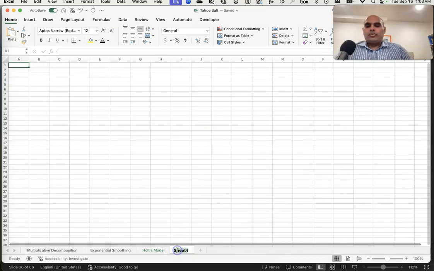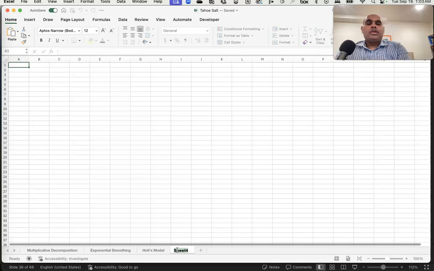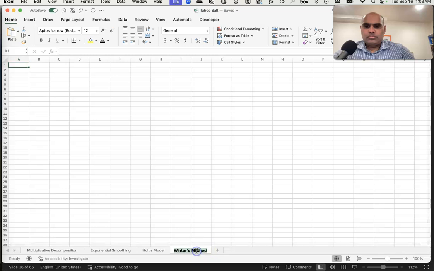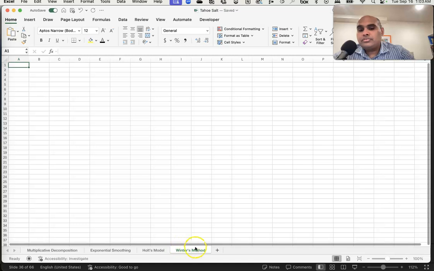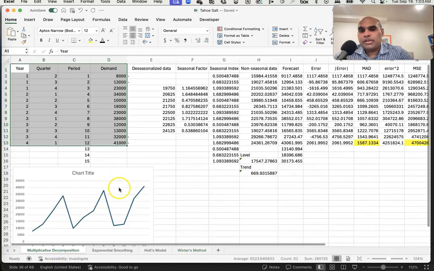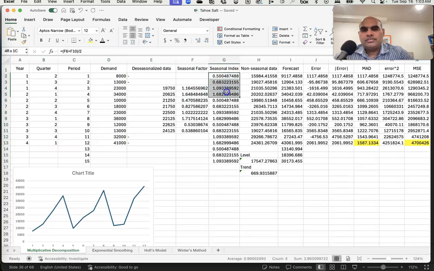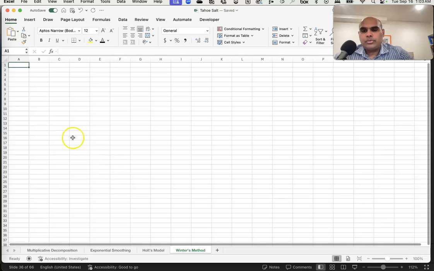And finally, we'll talk about the Winters method. Winters method is where you include both trend and seasonality into the data. So let's see how that works out. Now, for the Winters method to work, you have to first do multiplicative decomposition because we need these seasonal indices that we calculated. We calculated the 4 seasonal indices. We will need that for the Winters method, right?